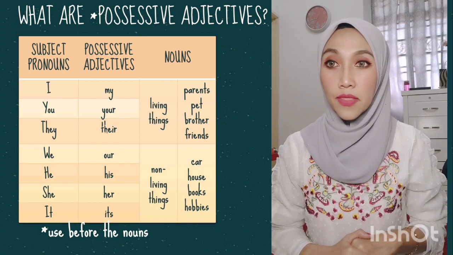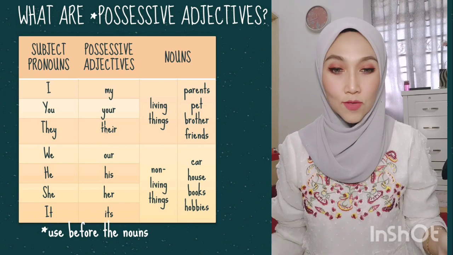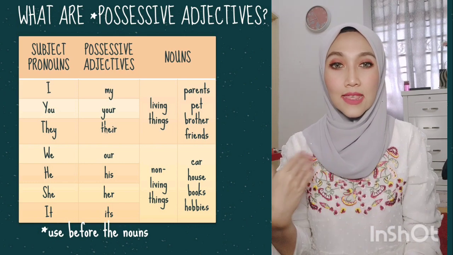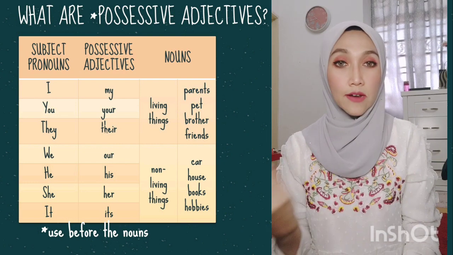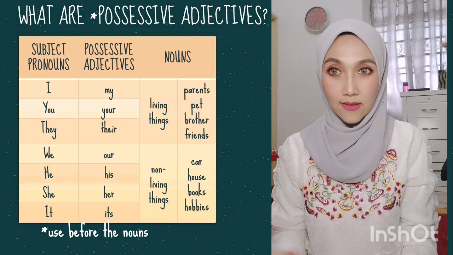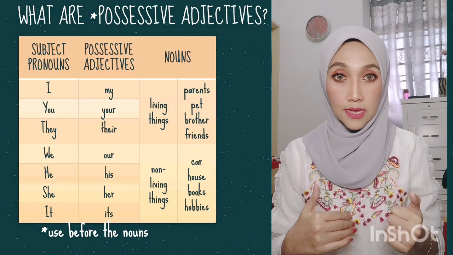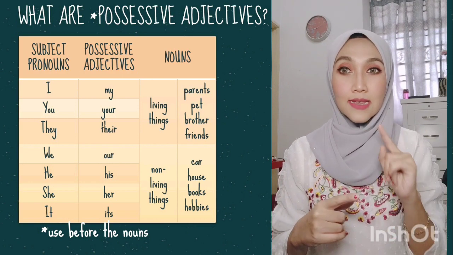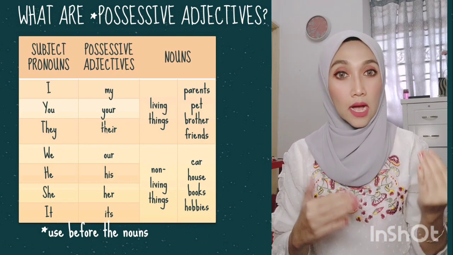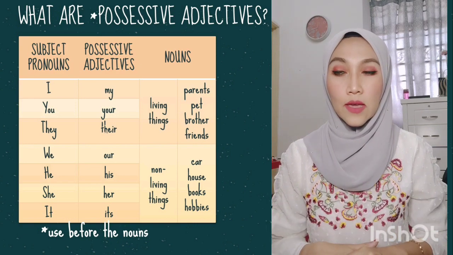Next, they. They becomes their, to show that this belongs to them. Their schools, their boxes, their bags. Next, we, our. If you want to use we, definitely you are in the story. Our means like in Bahasa Melayu, kita. Okay, kita.